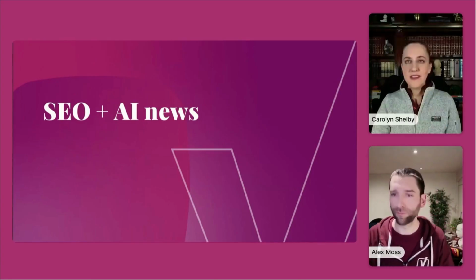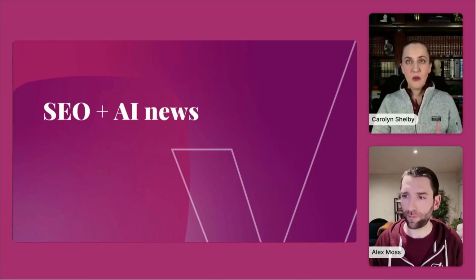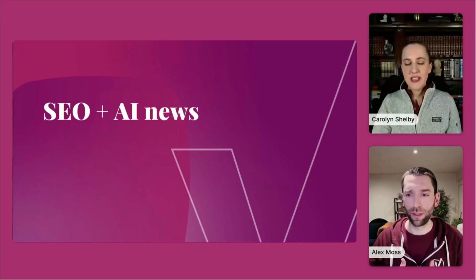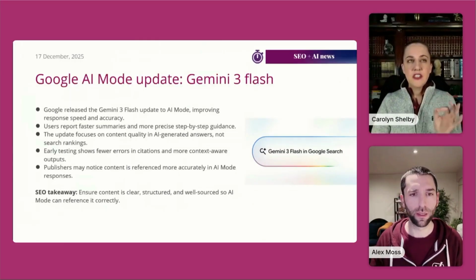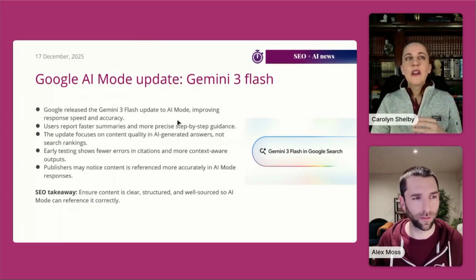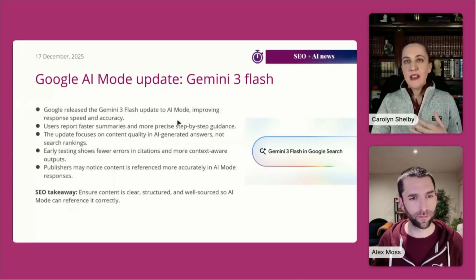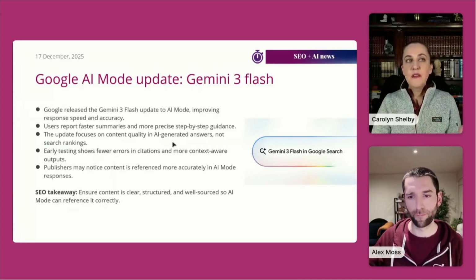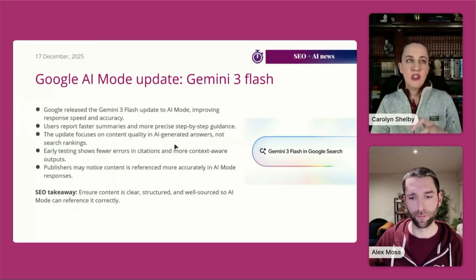So we spent a lot of time on that. Let's dive into the SEO and AI news from the last month, and we'll try to get through that quickly so that we have plenty of time at the end for questions and answers. The first thing we're talking about today is that in mid-December, Google AI Mode did an update, and they updated Gemini. So basically that just means they improved the Gemini model that AI Mode is using to improve speed and accuracy, to make it better, basically.